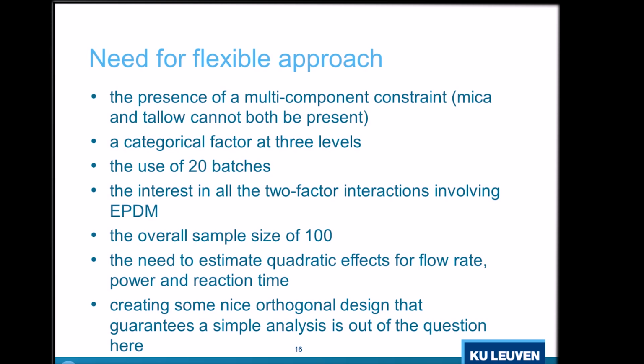We have 20 batches in the polypropylene experiment. 20 is not a power of 2, so classical regular designs cannot be used. We have this specific interest in special 2-factor interactions. We have an overall sample size, which is also not a power of 2. And we're interested in quadratic effects for some quantitative factors and only in linear and interaction effects for some other quantitative factors. So it is clear here we need a flexible approach. Classical, nice orthogonal designs or central composite designs will not do the job here.